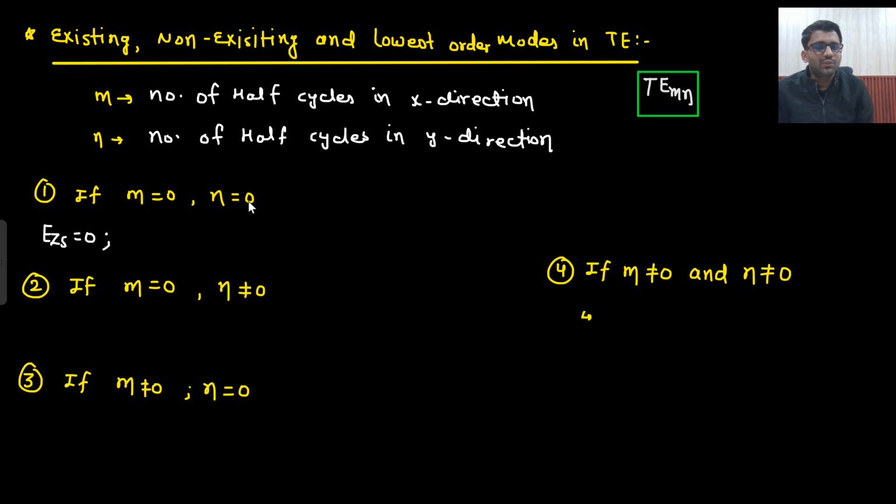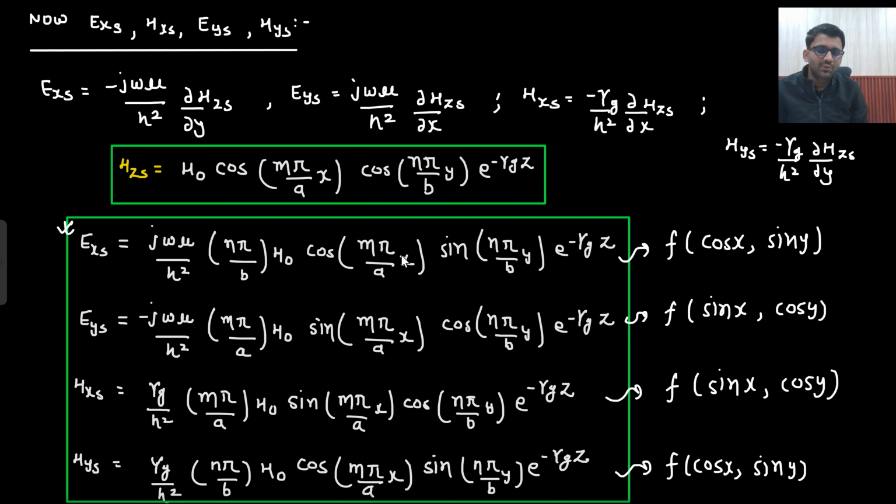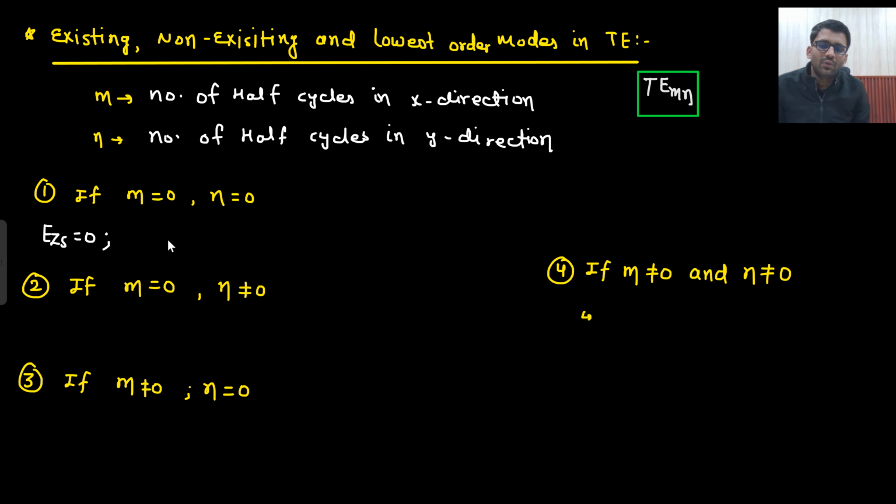So if I put m equals n equals 0. If I put m equals 0 here, if I put n equals 0 here, this is gone. Now what do I get? Hzs will be a constant value, because if I put m equals 0 here, Hzs will be H0. If I put n equals 0 here, this will be 1, and this will also be 1. So Hzs, what you will get? Hzs will be H0 e to the power minus gamma g z. Okay, this you will get, and rest all things will be 0.